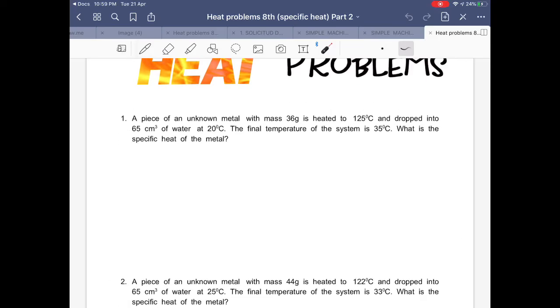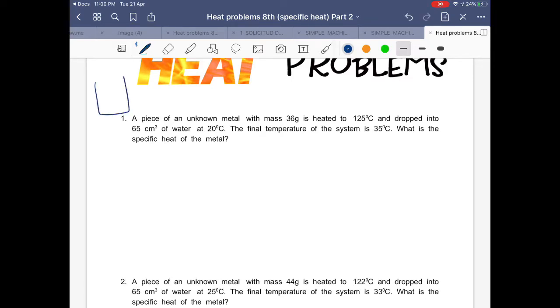A piece of an unknown metal with a mass of 36 grams is heated to 125 degrees Celsius and dropped into a 65 cubic centimeter of water at 20 degrees Celsius. The final temperature of the system is 35 degrees Celsius. What is the specific heat of the metal? So this one is practically the same as the one of finding mass.